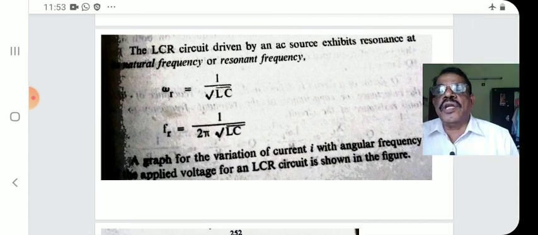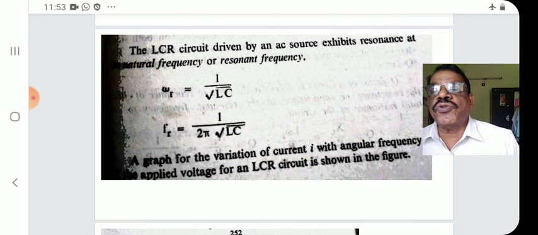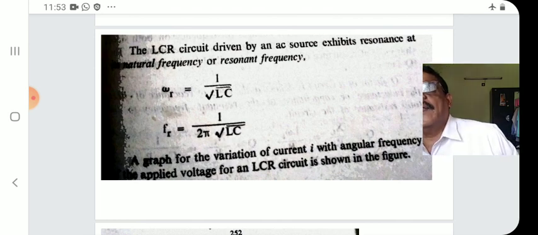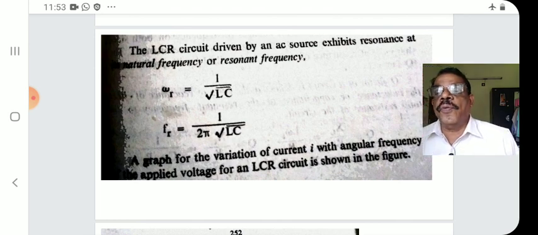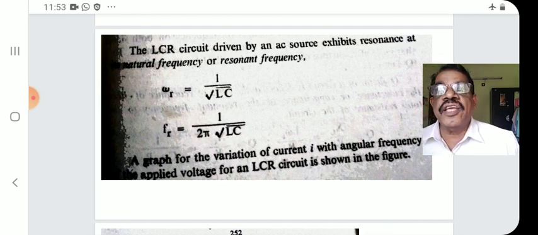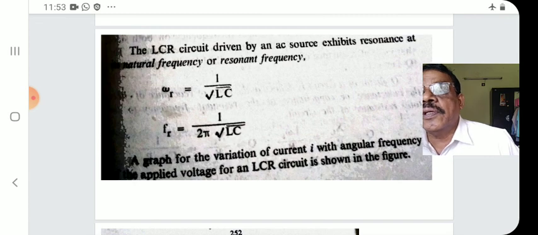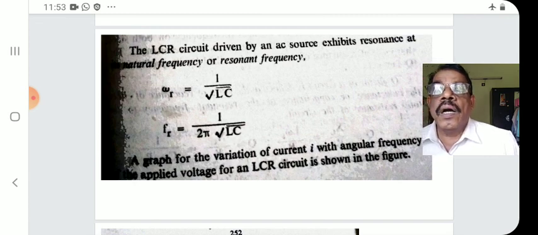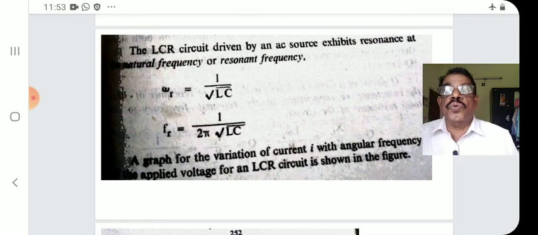The LCR circuit driven by an AC source exhibits resonance at natural frequency or resonant frequency omega is 1 by root LC. That is FR. Omega and FR: FR is 1 by 2 pi root LC. The graph for the variation of current I with angular frequency and applied voltage for LCR circuit is shown in the diagram.